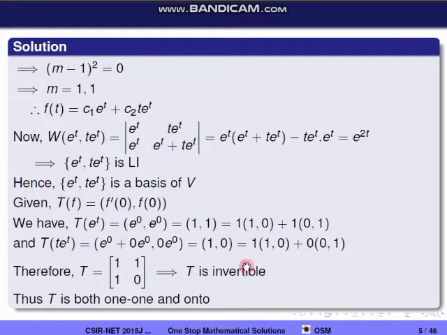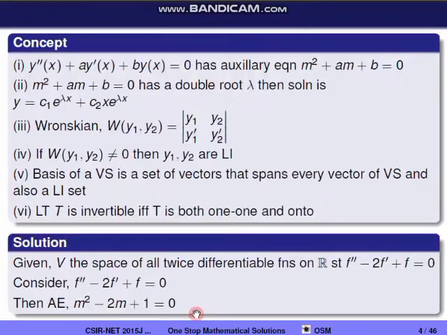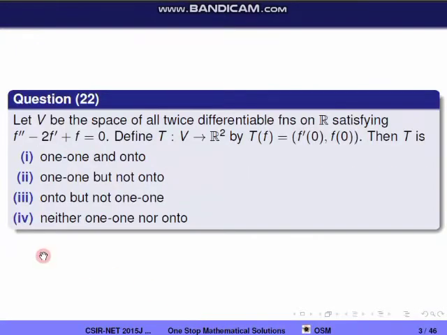Now write the matrix representation of T. That is, T is equal to [1, 1; 1, 0]. When we find the determinant of this matrix, we get a non-zero number. Therefore T is invertible. So using the last concept, we get that T is both 1-1 and onto. So now we'll check the correct option. The correct option is the first one.